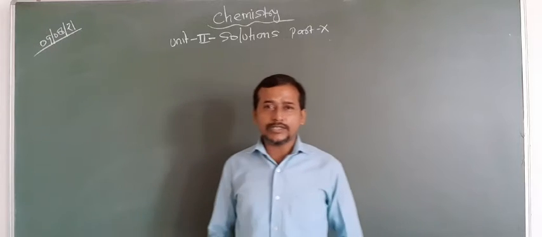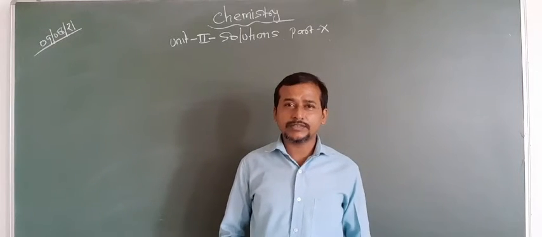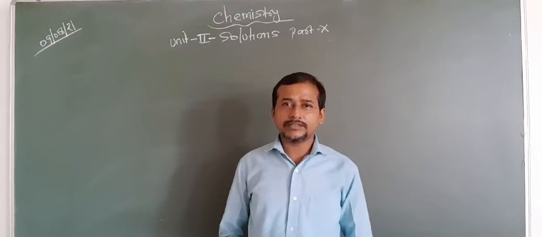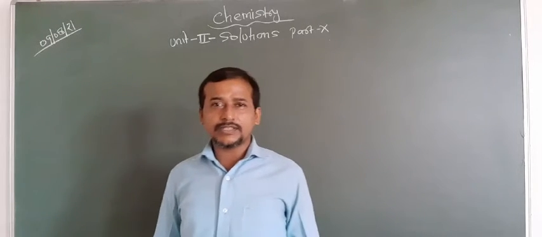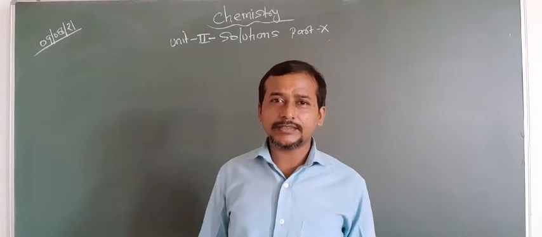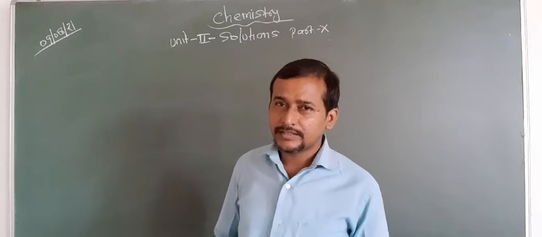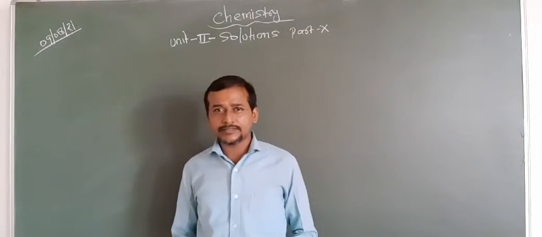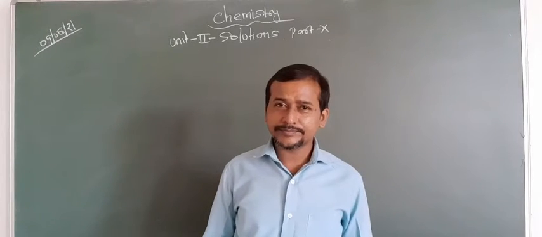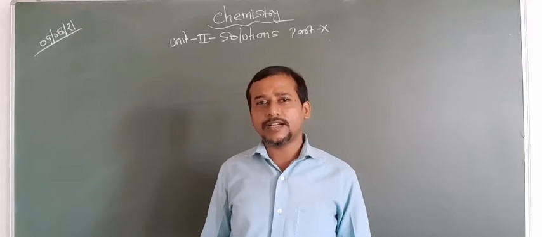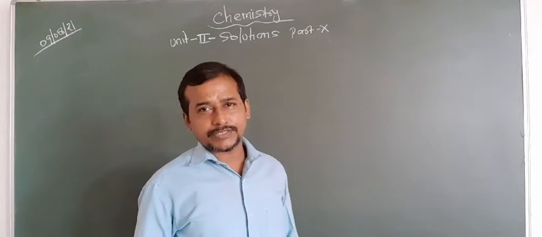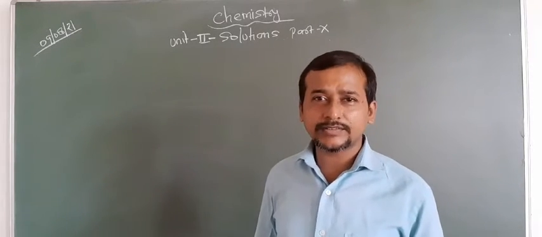So now in today's lecture I will discuss part 10 of unit 2, Solutions. In this part I will tell you the last colligative property, that is osmotic pressure. In the previous lecture I told you that there are 4 colligative properties we have to know. So 3 I have discussed already. Now here I discuss osmotic pressure, which is basically related to solutions.